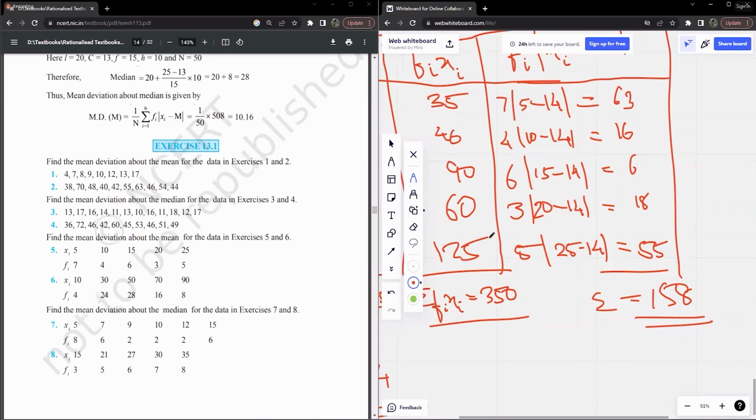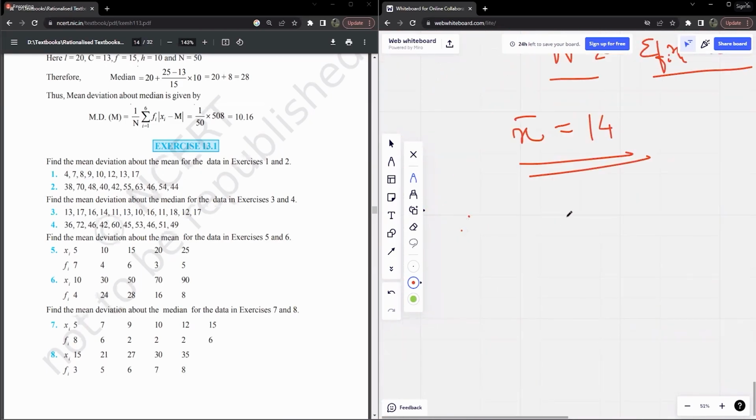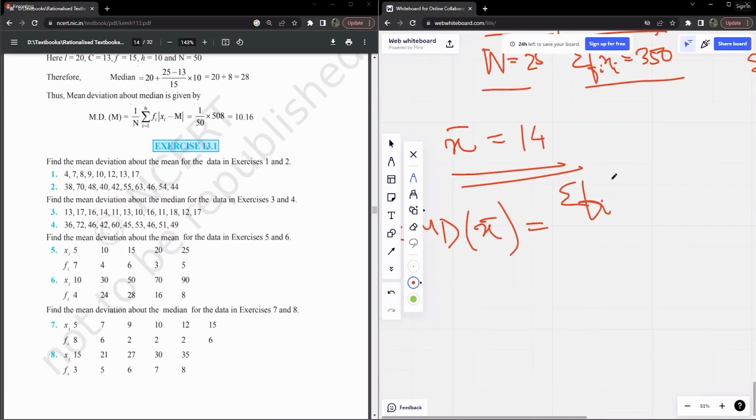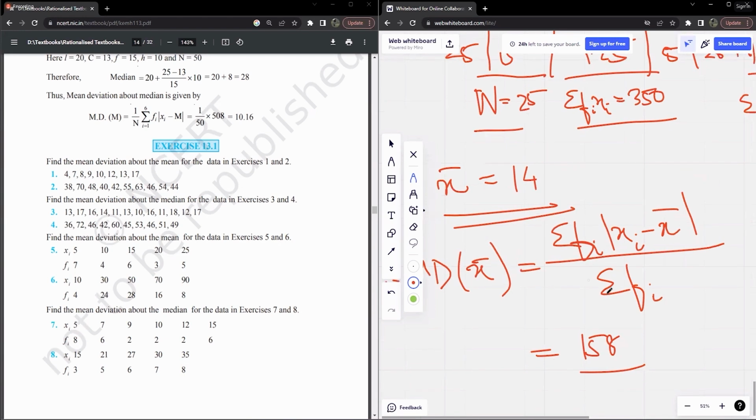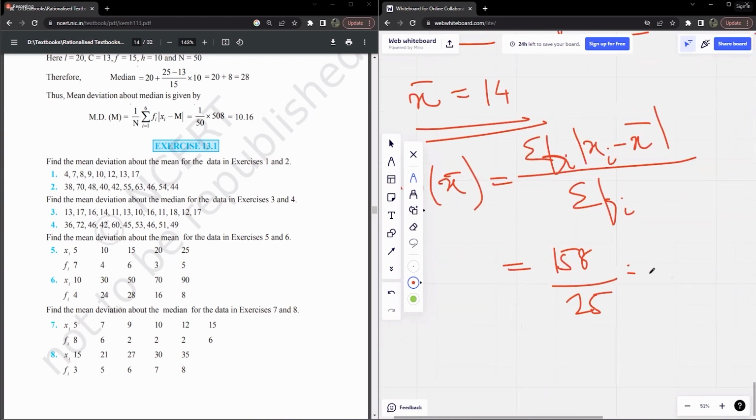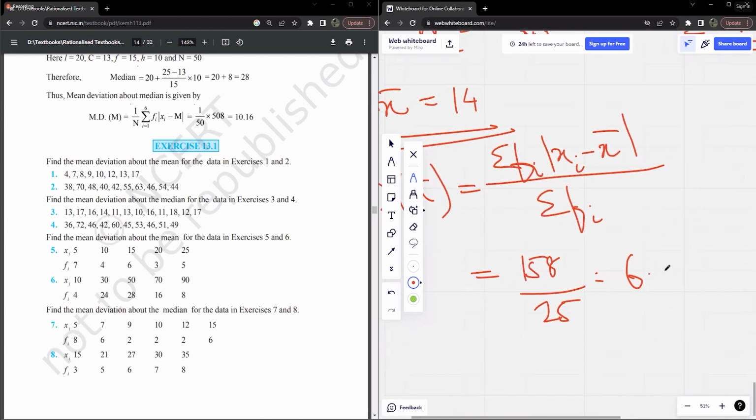Therefore, your mean deviation about the mean x bar is going to be equal to sigma of fi times mod of xi minus x bar divided by sigma fi, which is equal to 158 divided by 25. So this is going to be 6 point, this is 8 by 25, which is 32 by 100. So this is 6.32. And that is your final answer. Cool.